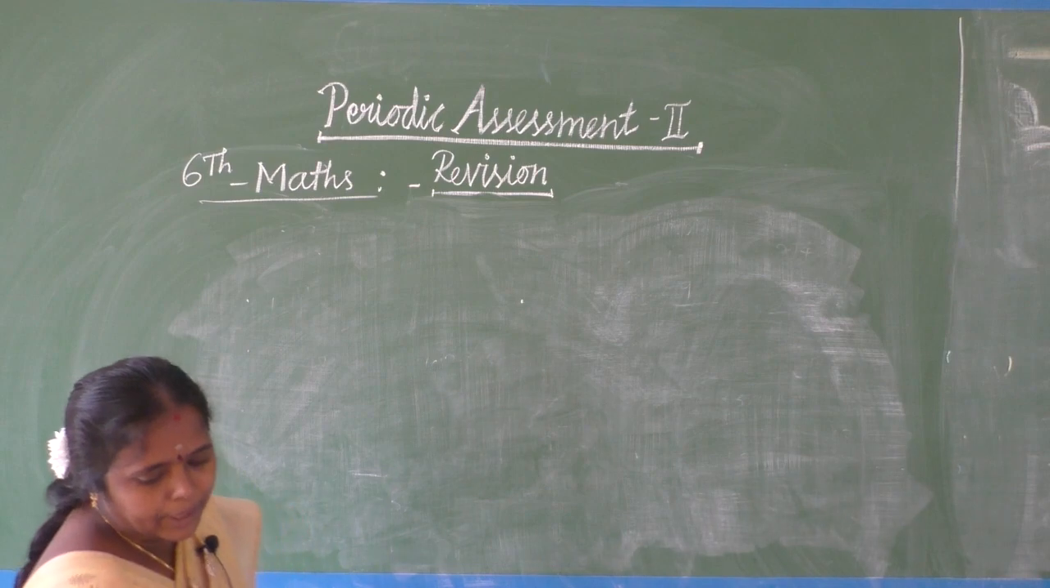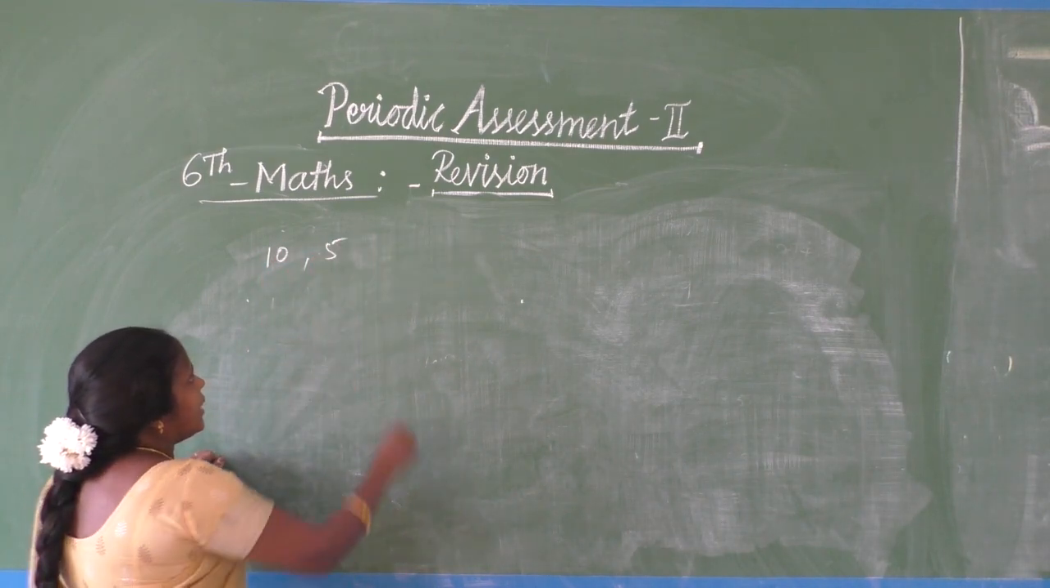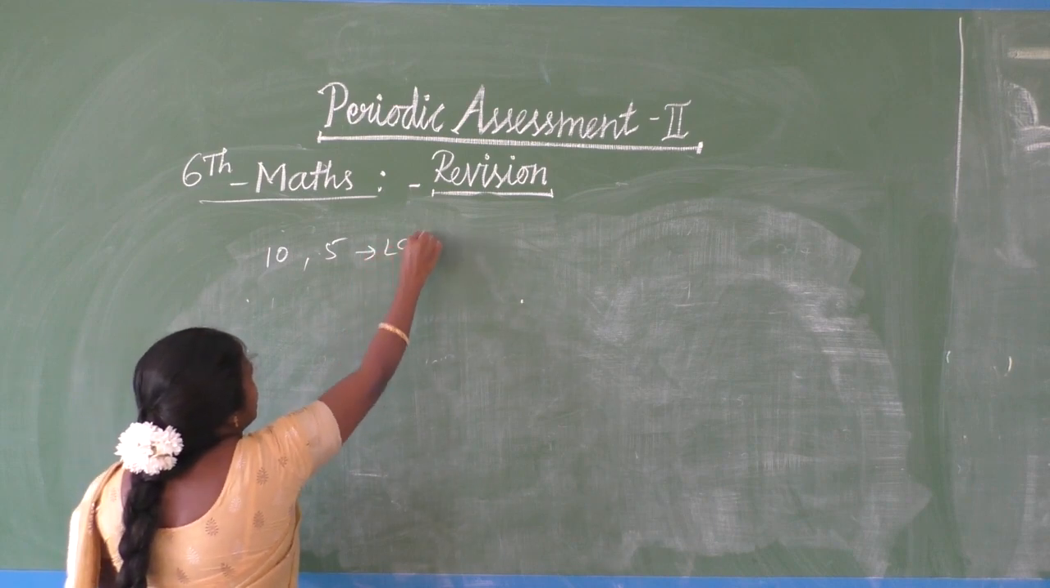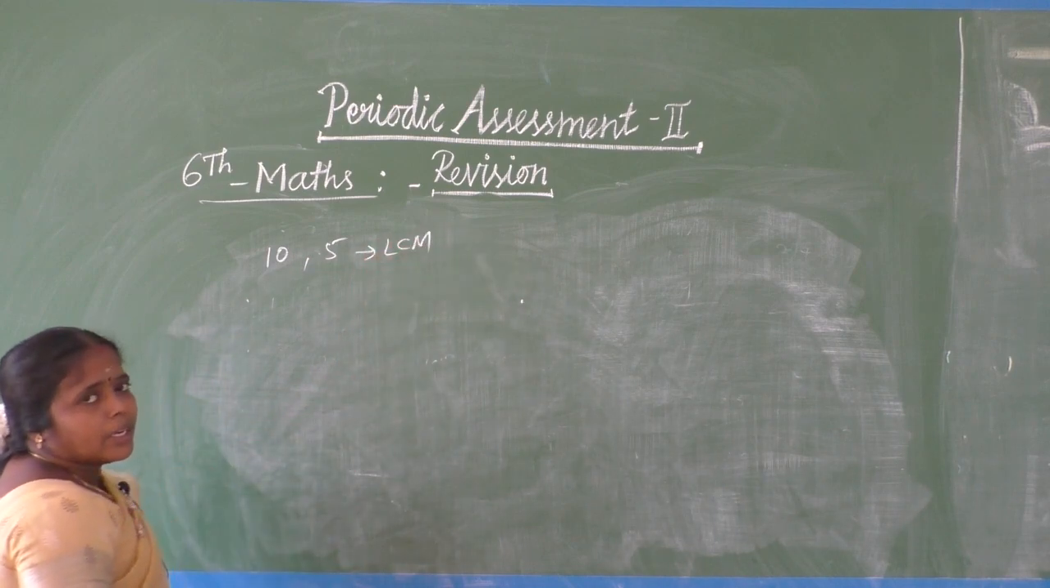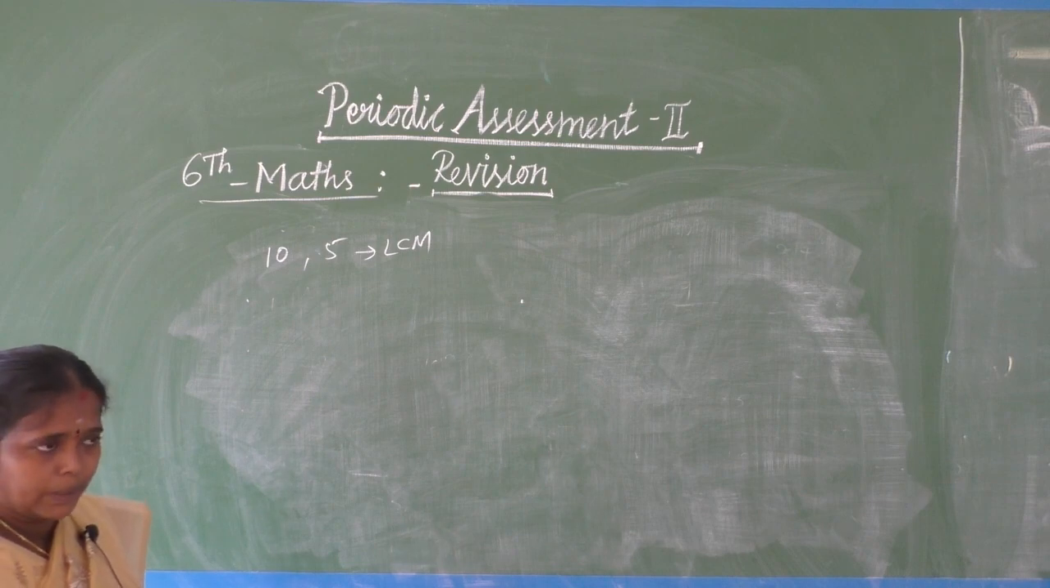See, two numbers I am taking here, 10, 5. Find the LCM of this. LCM of two numbers 10, 5. Find it. What to do? This also in two ways we can find. LCM means least common multiple.